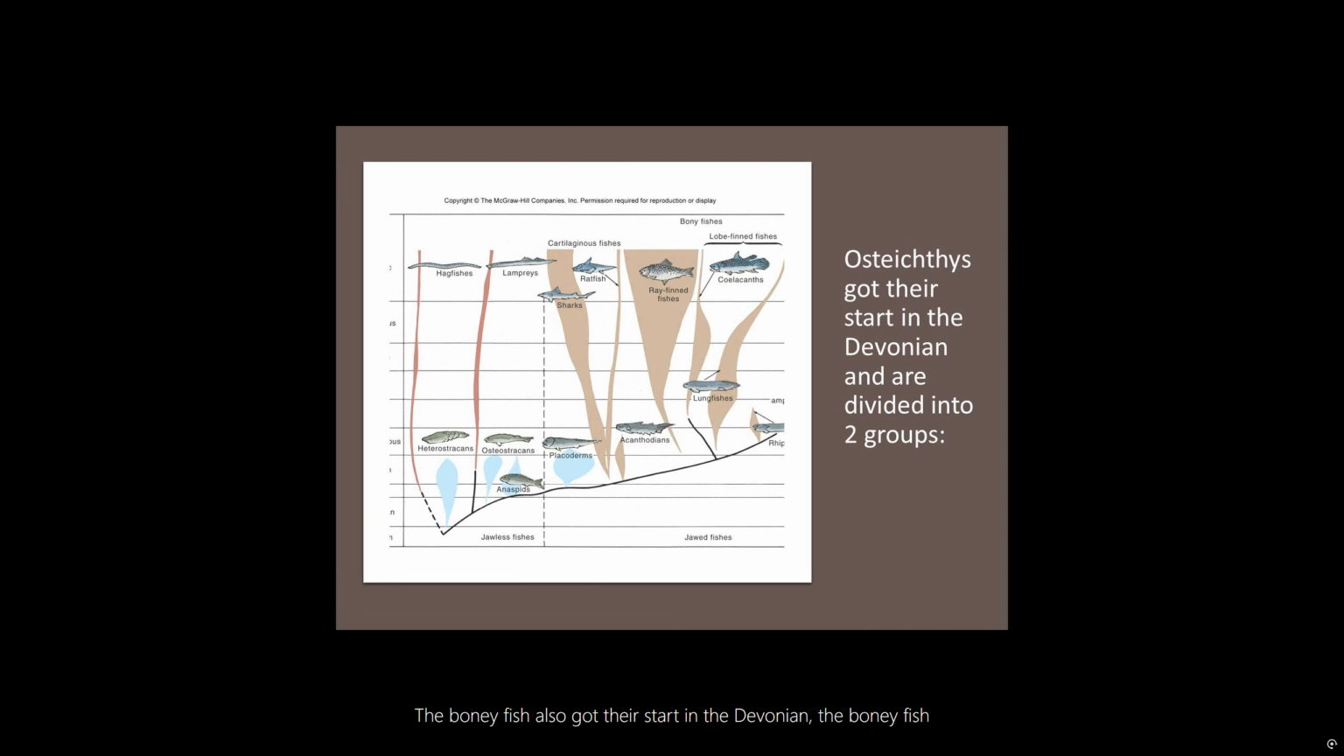So there is a poor fossil record, with the exception of their hard teeth. Now, the hard teeth have different morphologies in different species, and that's how we identify them. The bony fish also got their start in the Devonian. The bony fish, known as osteichthyes, have a hard, bony internal skeleton that preserves well, unlike the chondrichthyes. The osteichthyes are further divided into two groups based upon their fin structure: the ray-finned fishes and the lobe-finned fishes.